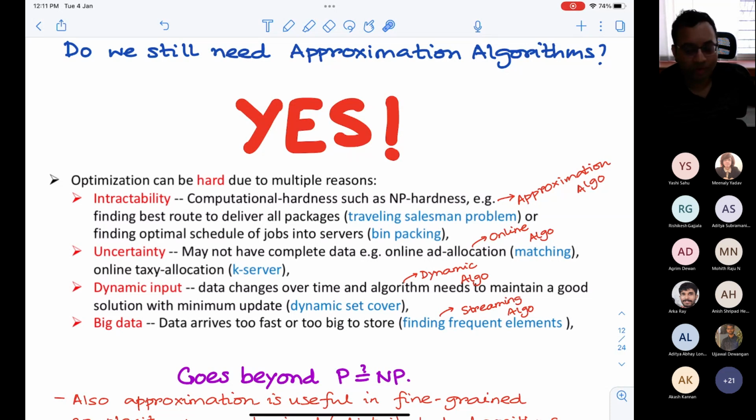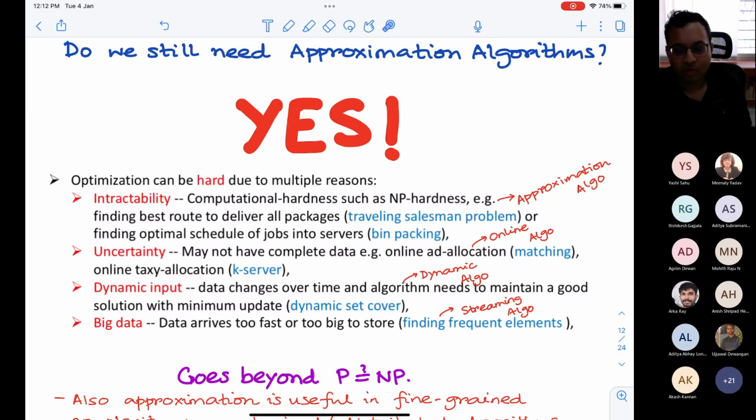So let's say you have a graph, some kind of computer network, and some of the links can get created and deleted over time. So what you want is your solution is changing over time, and you don't know what will be the changes over time. You want to maintain a good solution with small changes. There also it's difficult to get an exact algorithm, so you go for an approximation algorithm.